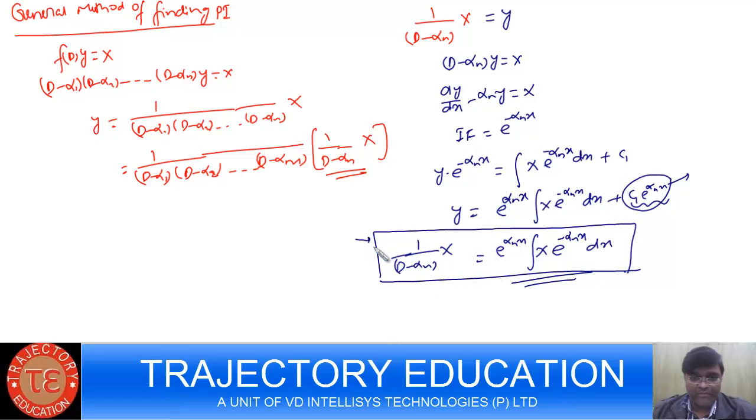Your α_n can be positive, it can be negative also. So you remember this formula, right? If I write 1/(D + α_n), then the formula is not different. You can just replace it here by e^(−α_n x) ∫ e^(α_n x) x dx, like this. All right. So we have to solve this, right?